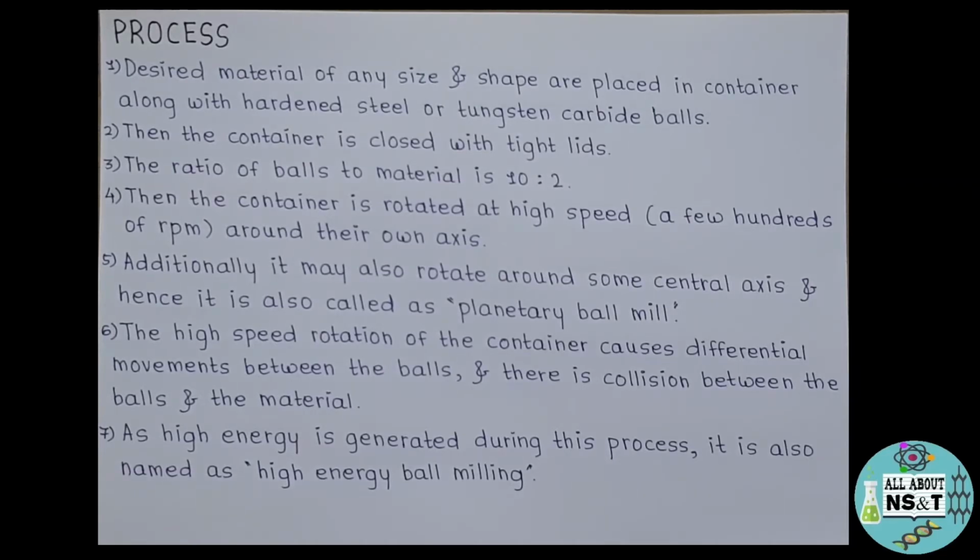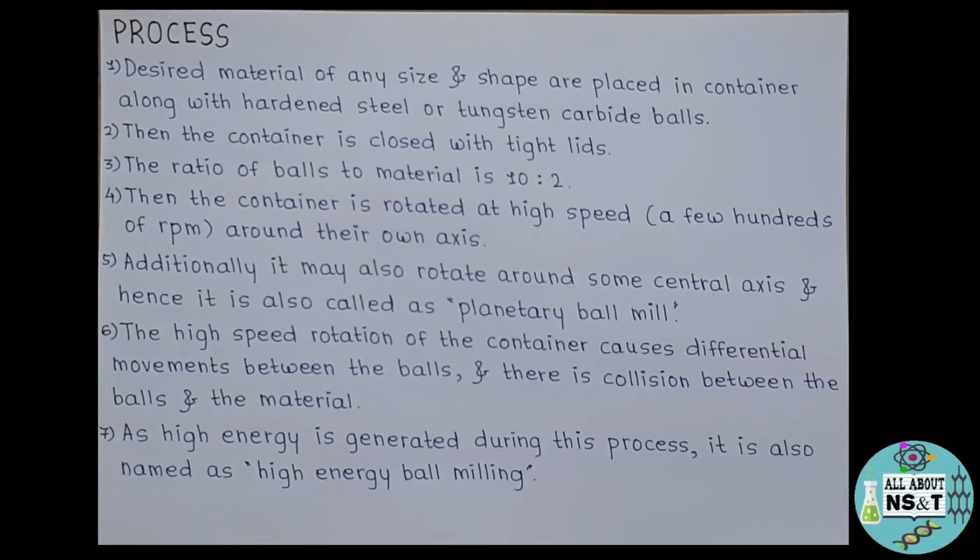So after knowing the principle behind its working, let's have a look at the actual process of ball milling and know how it is conducted. Here I have explained one by one the procedures carried out during the ball milling process. Firstly, the desired material of any size and shape is placed in the container along with hardened steel or tungsten carbide balls. Then the container is closed with tight lids. The ratio of balls to materials should be 10:2. Then the container is rotated at high speed at a few hundreds of RPM.